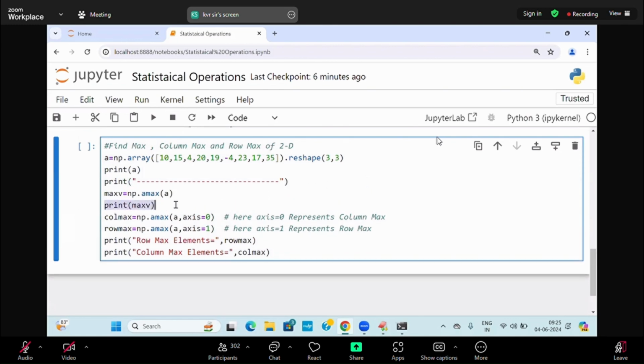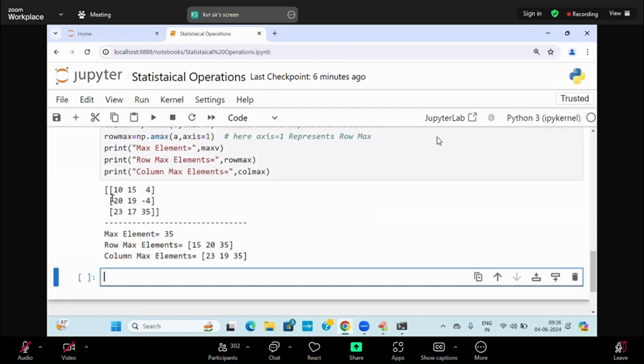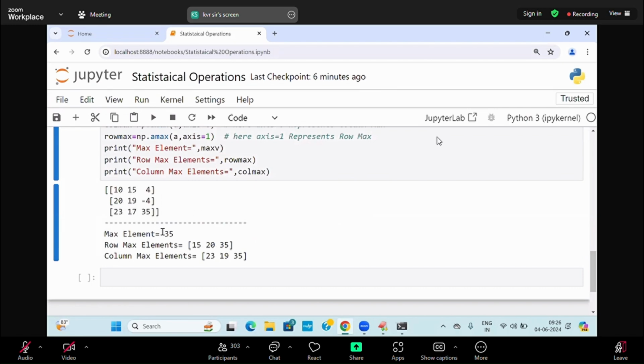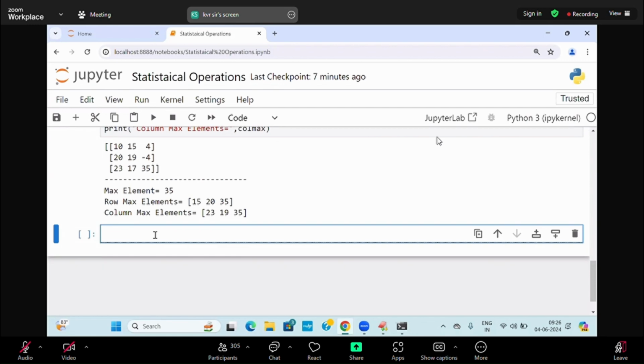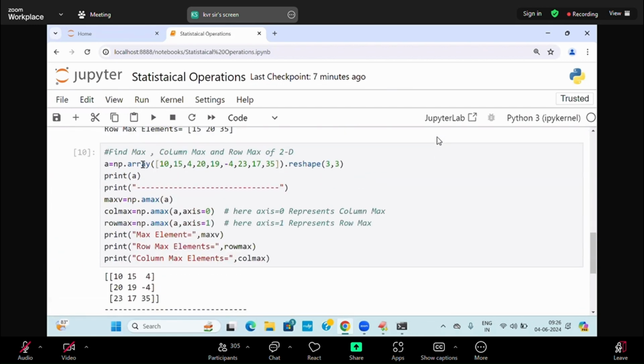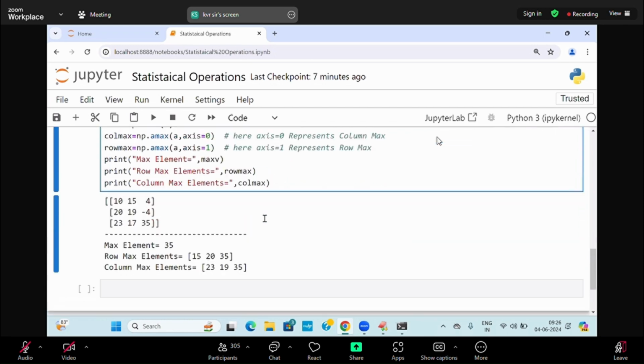Here I carry this. Print the max element, comma, max value. Try to run this. This is my given data. The total max element is 35. The row max elements are 15, 20, 35. And the column max is also going to be like this. I think you are following me. This is about finding the column max and row max of the data.